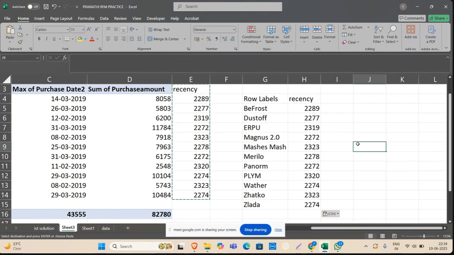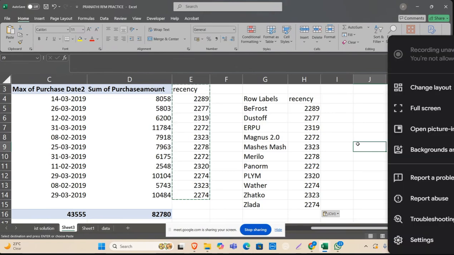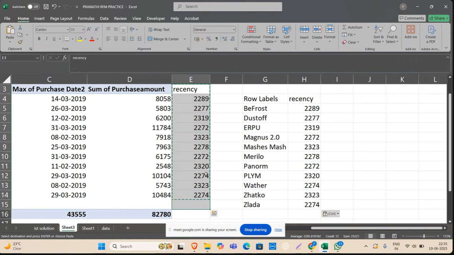What if recency is given? Then just apply it. If recency is given, you do not have to follow this step, because you have it directly. Now I do not have it directly. That's why I calculated like this.